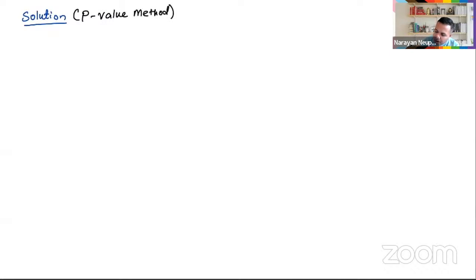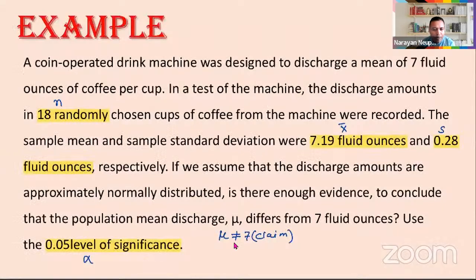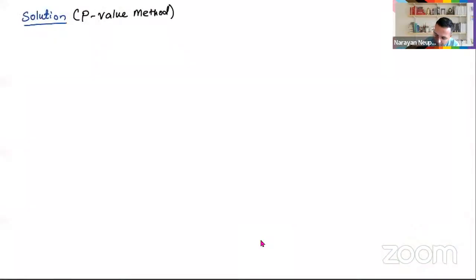So the first step is to write the null and alternative hypothesis. We have already seen that in the problem, we have mean not equal to 7. And we know that when there is a not equal to, that is the alternative hypothesis. So let's write down the hypotheses. For the null hypothesis, mean is equal to 7. And for the alternative hypothesis, mean is not equal to 7, which is also our claim. And you know that in the null hypothesis, we always have the equal to sign.